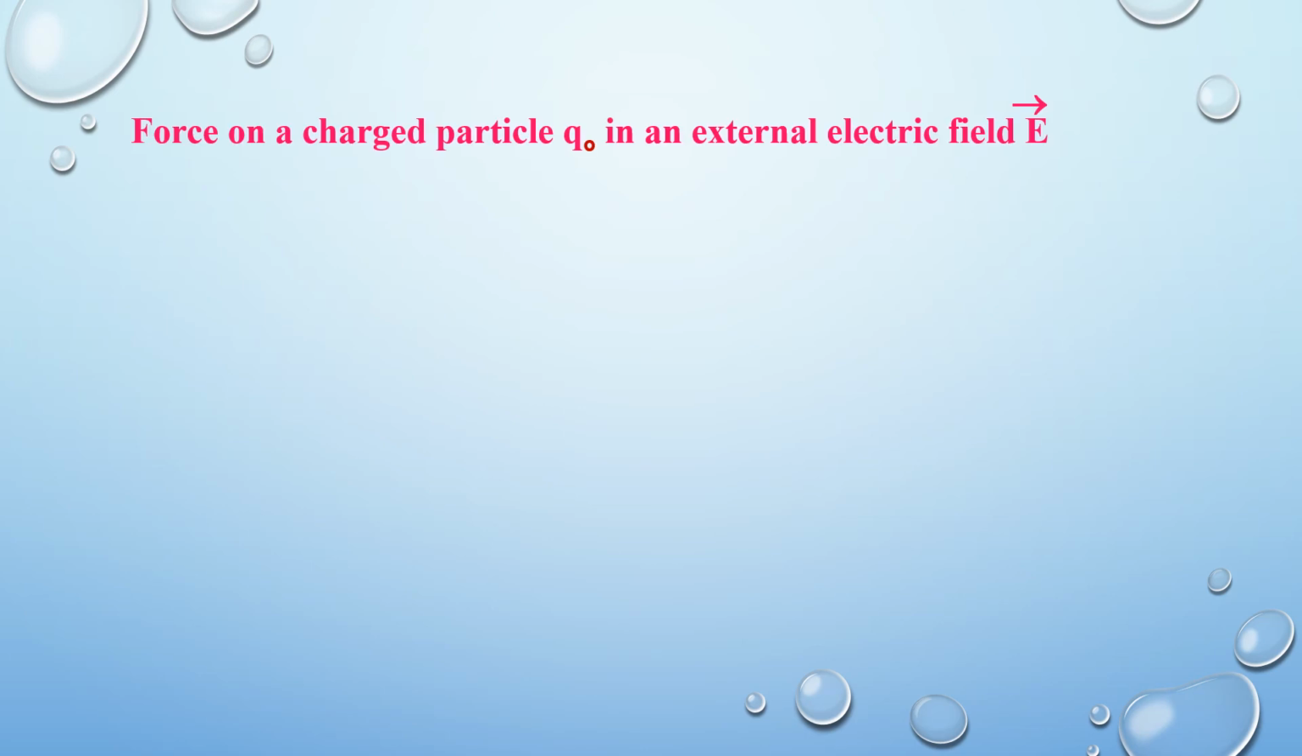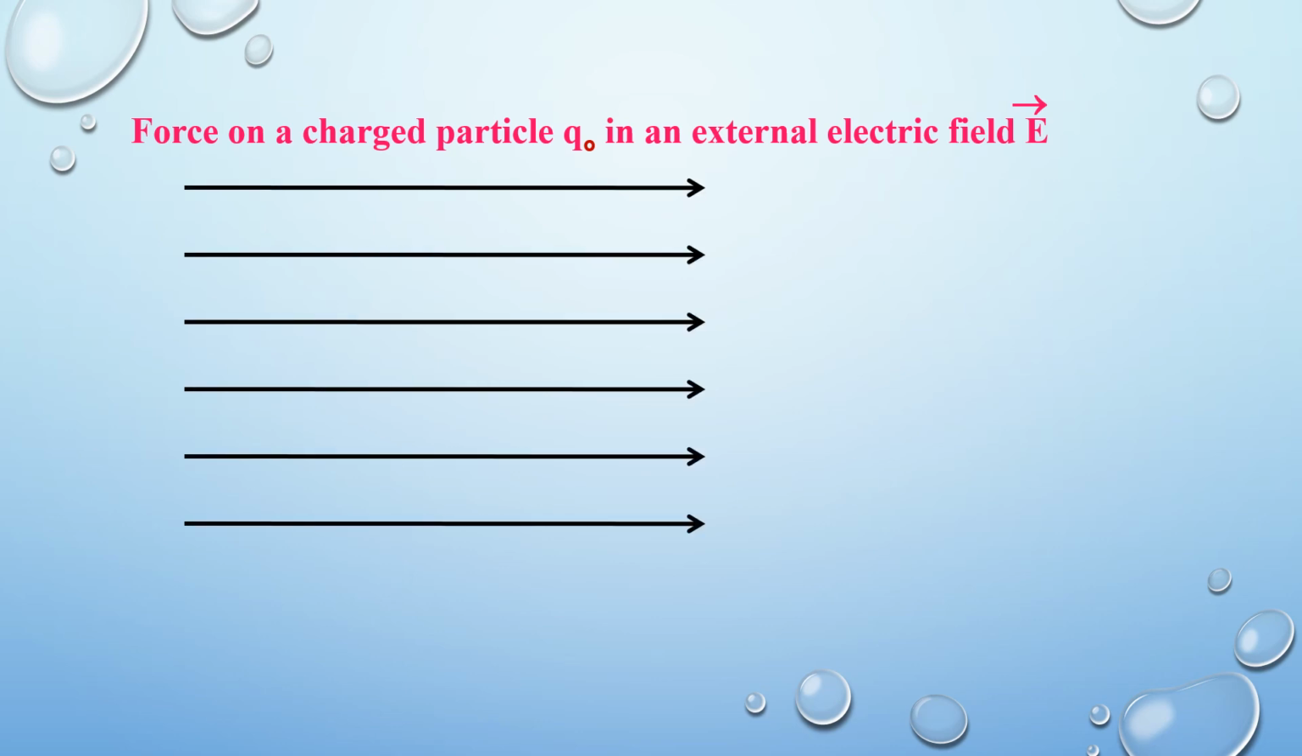Force on a charged particle Q naught in an external electric field E. To find out this, let us say I have a uniform electric field which is moving from the left towards the right of my screen. And if I now place a charge in this electric field, we know this charge experiences a force in the direction of the electric field. Hence, we can come to a conclusion saying that electric field is equal to force upon unit value of the charge or test charge. Hence, it is defined as force per unit charge. Or you can even write F is equal to Q naught into E.